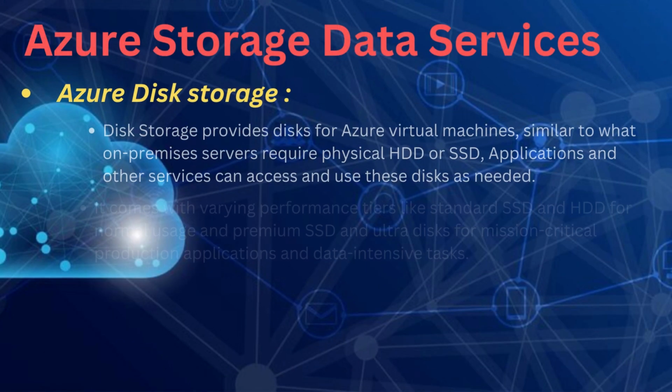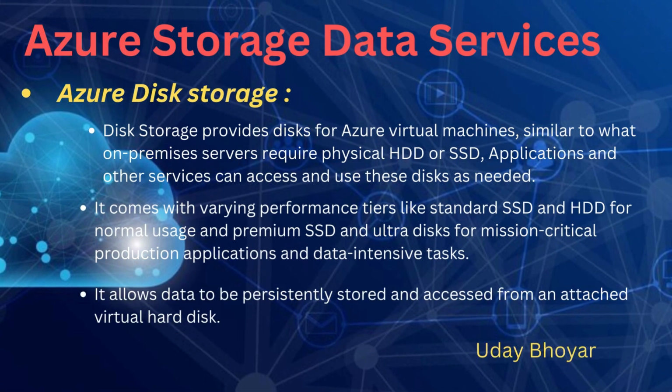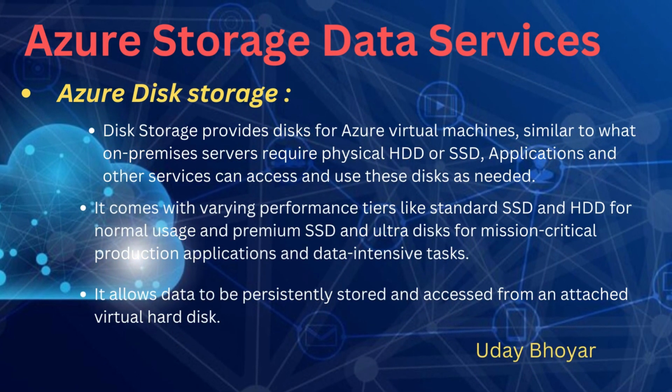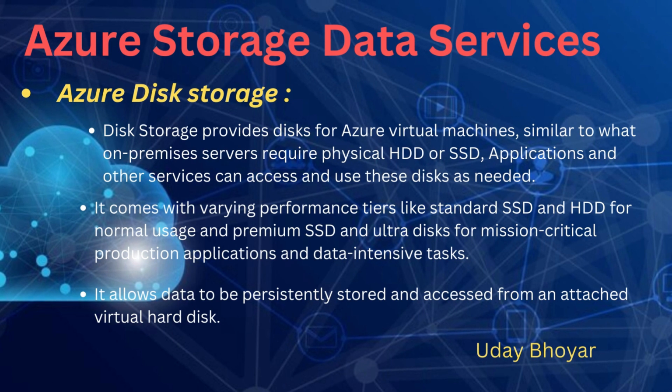Now coming to the last storage type, that is the disk storage, which provides disks for virtual machines, similar to what on-premises servers require, like physical HDD or SSD. Applications and other services can access and use these disks as needed. It comes with varying performance tiers, like standard SSD and HDD for normal usage, and premium SSD and ultra disk for mission critical production applications and data intensive tasks. It allows data to be persistently stored and accessed from an attached virtual disk. So these are all the basic introduction of the different Azure Storage data services.